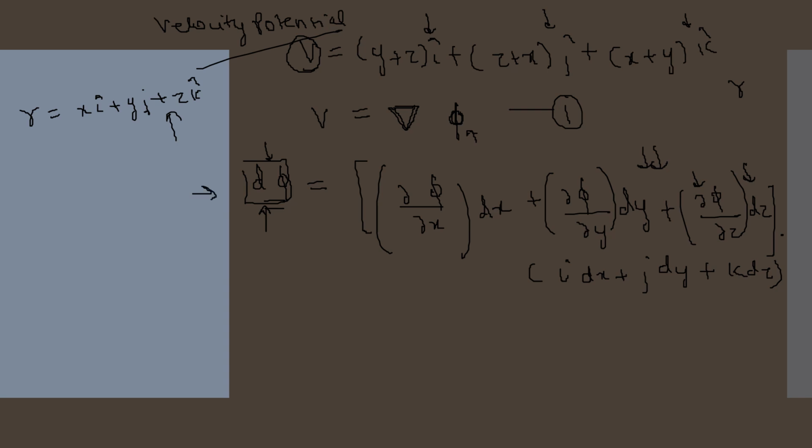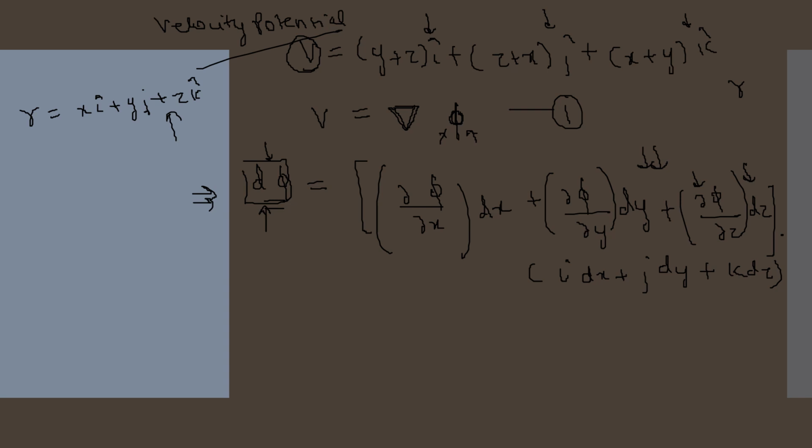Please try to understand that I am trying to find out phi, and in order to get phi, I'll firstly start with d phi, and then I will integrate it. I will integrate d phi and I'll get phi. Okay, but before going ahead, I need to know what is d phi.